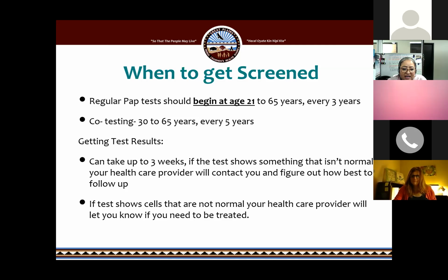The results can take up to 3 weeks. If the test shows something that isn't normal, your healthcare provider will contact you and figure out how best to follow up. If a test shows cells that are not normal, your healthcare provider will let you know if you need to be treated.